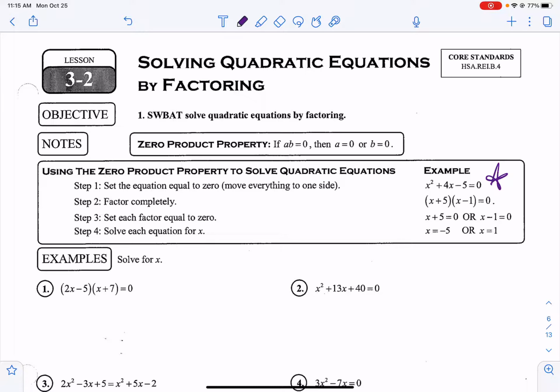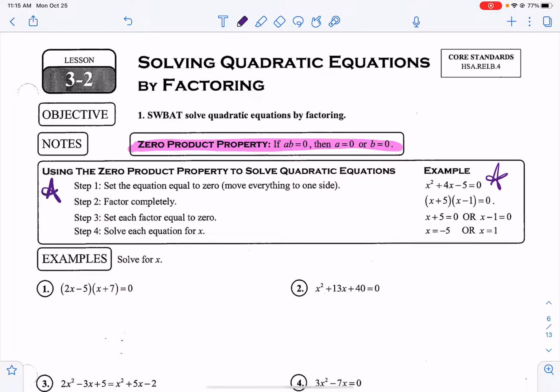And that method is all based on this product property. If two numbers multiply to be 0, then one of them has to be 0. It's a really simple property. If two things multiply to be 0, either the first one is 0 or the second one is 0. So here's what we're going to do.